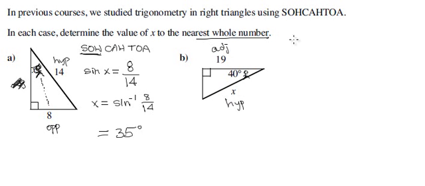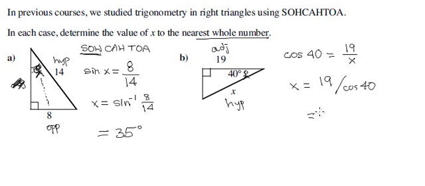You should be thinking ka, which means you should be thinking cosine. We could say cosine 40, we know what the angle is in this one, equals adjacent over hypotenuse. Solve that for x, and you get x equals 19 divided by cosine 40, which is 24.8. They wanted it rounded, so that would be 25. And they didn't give units, so I guess this thing is 25 units long.